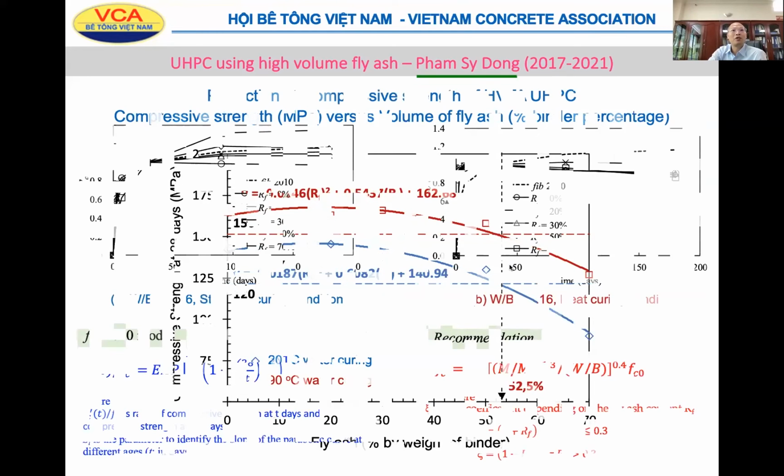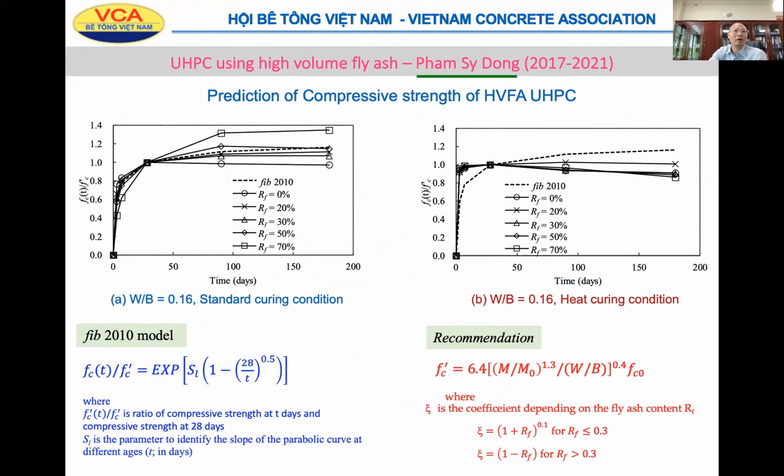Then Dong tried to modify the FIB 2010 model formulation, the formula to predict the compressive strength with time. And the blue formula is the original one, and Dong tried to interpolate and analyze, and he recommends the modified formula for the UHPC with high volume fly ash, the red formula.